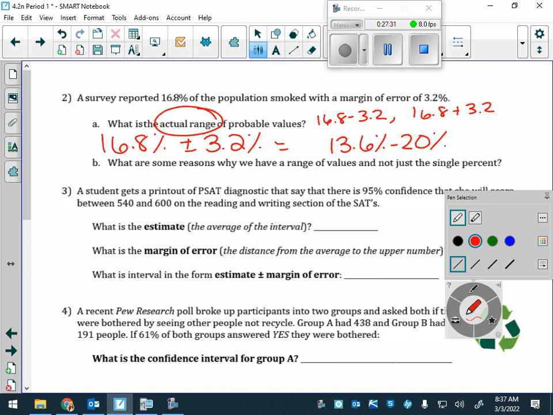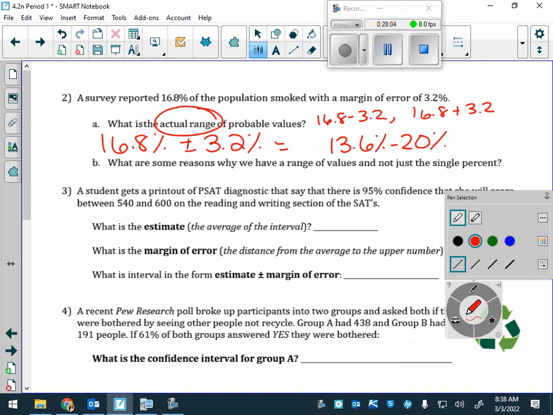Now, what are some reasons why we have a range of values, not just a single percent? Perfect. And one solid number would be definite, right? That we did everything correct and that's true, right? There's no issues with our sampling, which is never the case.